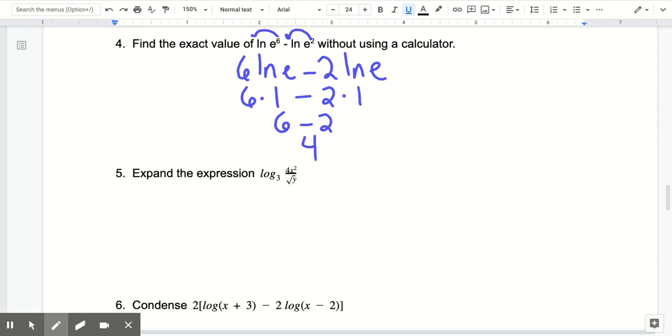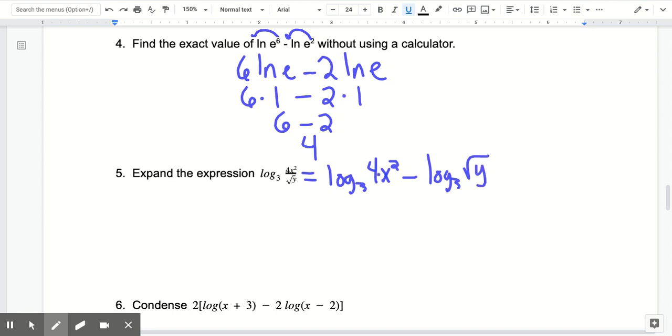In the next problem, we want to expand this. We want to pull it apart as much as possible. And I know right now you're thinking, why on earth would we need to do that? This is super helpful when we get to calculus, this particular skill. So let's get started. First of all, it's division, so I'm going to pull it apart into subtraction. So this is log base 3 of 4x squared minus log base 3 of the square root of y.